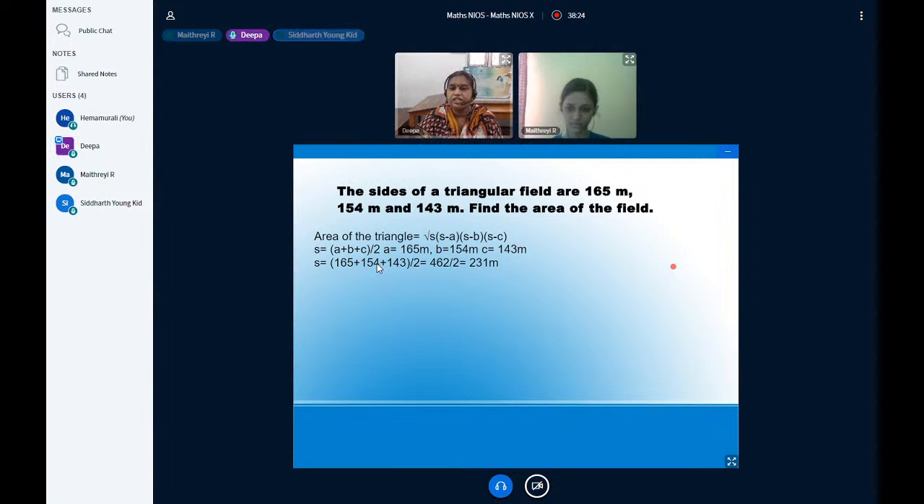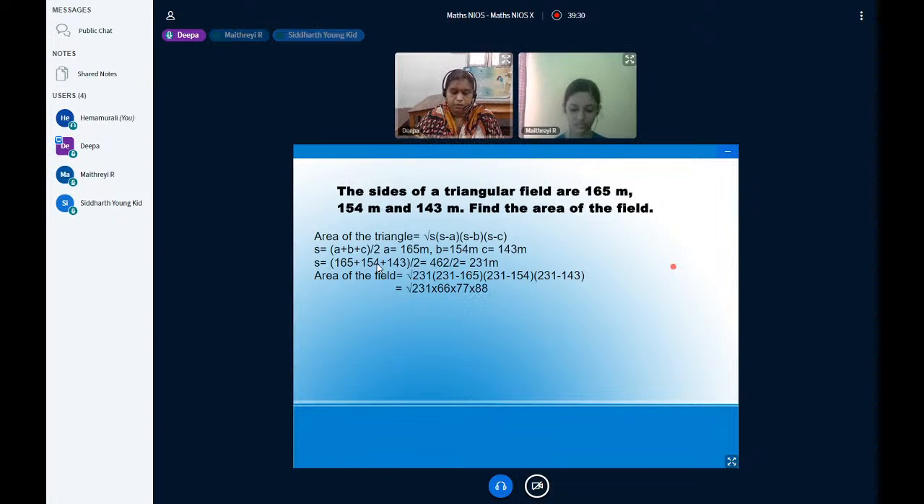Now we got the S and we have A, B, C, which are all the sides of the triangle. Now we can substitute directly. Area of the field is equal to square root of 231 into 231 minus 165, into 231 minus 154, into 231 minus 143. 231 minus 165 is 66, 231 minus 154 is 77, and 231 minus 143 is 88.